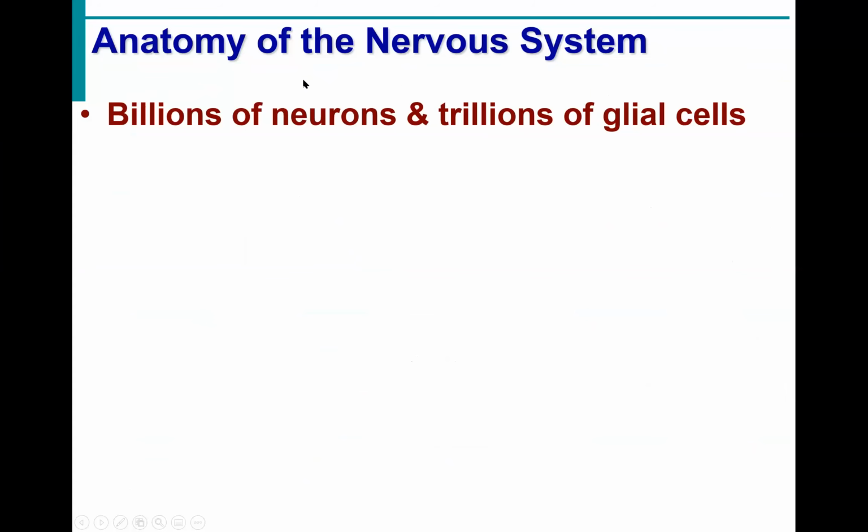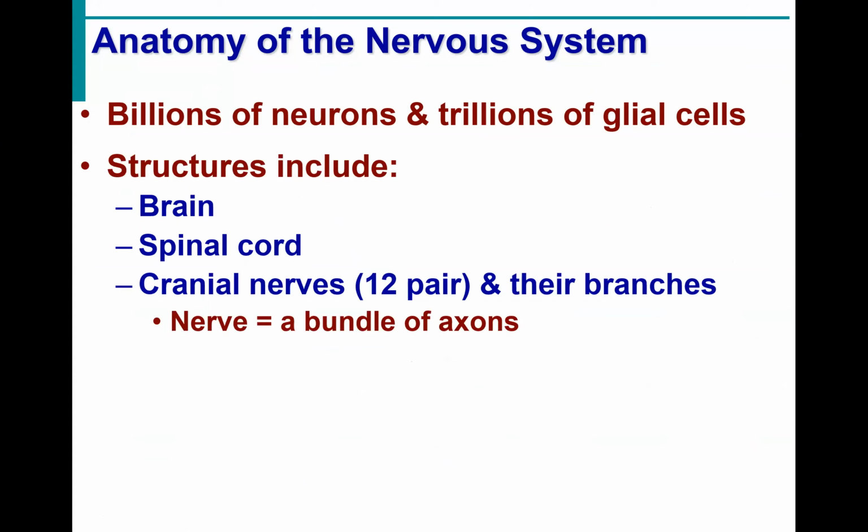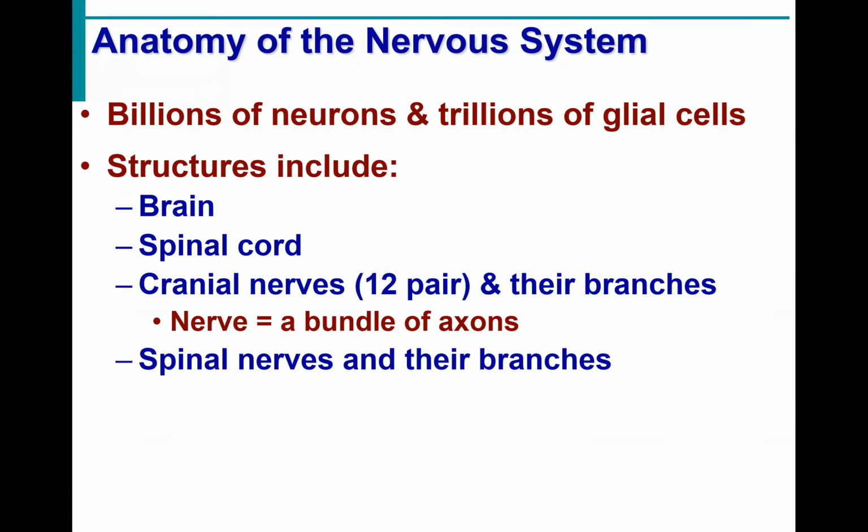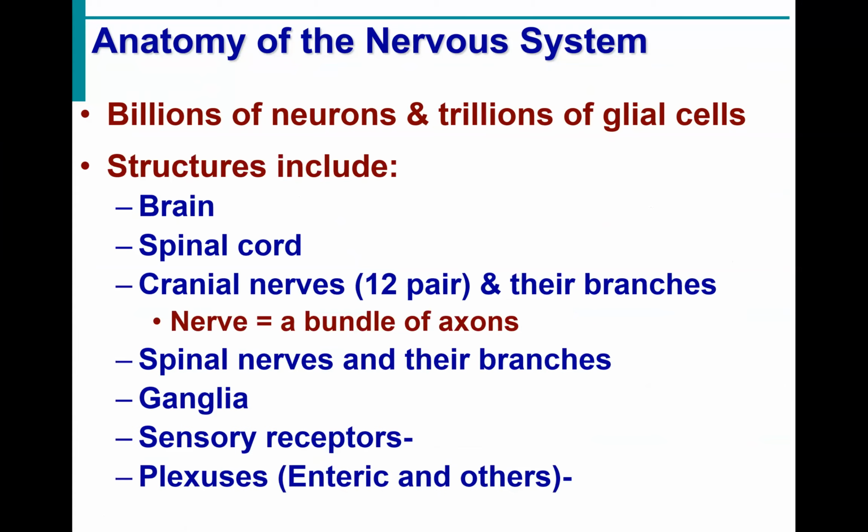So like we said, billions of neurons, trillions of those glial or neuroglial cells from the brain, the spinal cord, our cranial nerves, our spinal nerves, our ganglia, our sensory receptors, our plexes, right? And as we also know, our tracts and our nuclei.